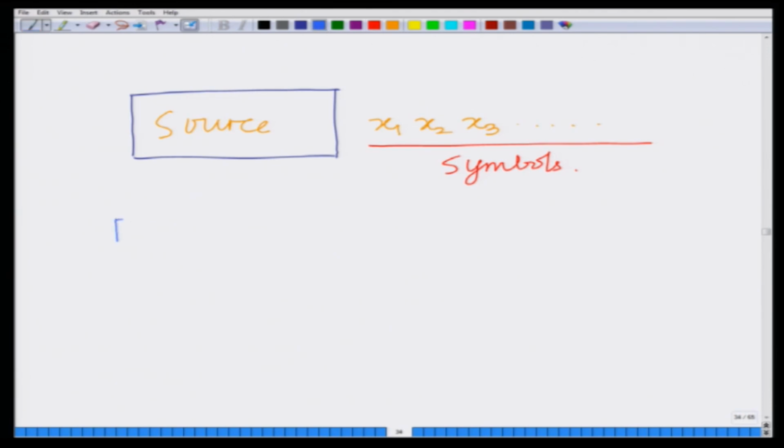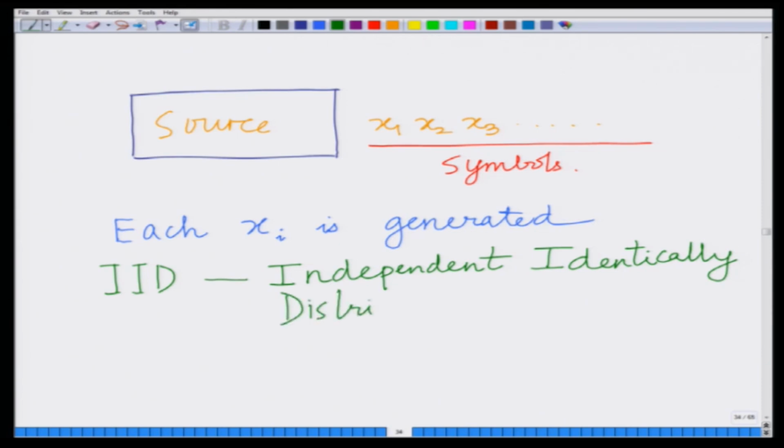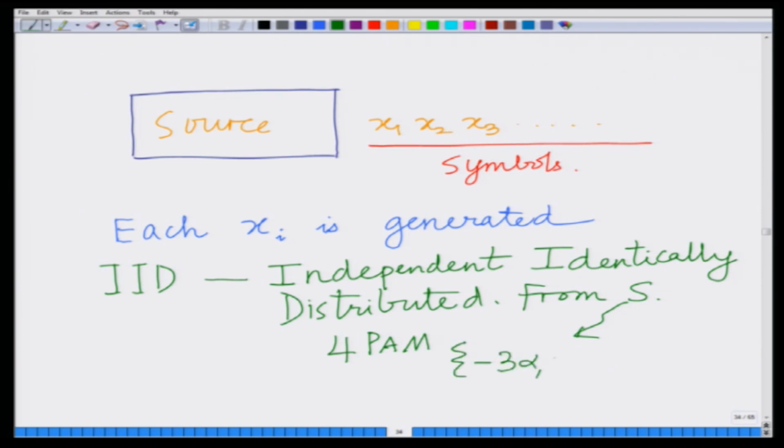Each xi, that is the ith symbol generated at the ith time instant, each xi is generated IID, which stands for independent identically distributed from S, which is our 4 PAM constellation, that is minus 3 alpha, minus alpha, alpha comma 3 alpha.